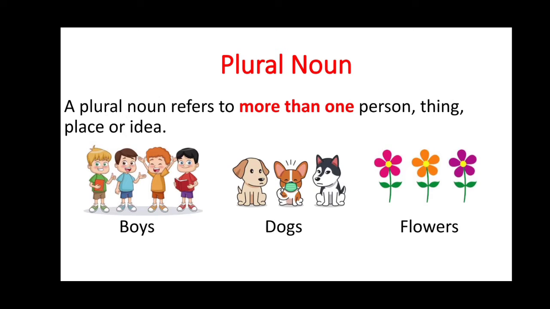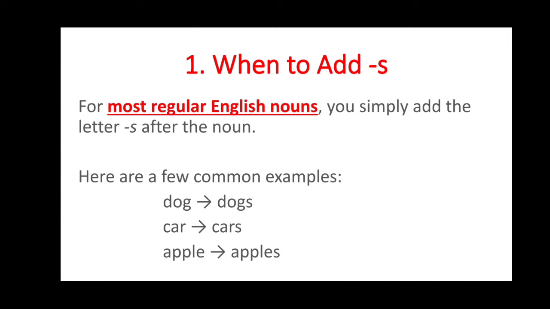Now let's see what is plural noun. A plural noun refers to more than one person, thing, place, or idea. For example, boys, dogs, flowers. Rules of plural noun. Number 1.